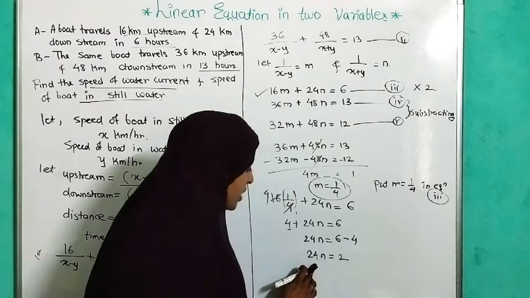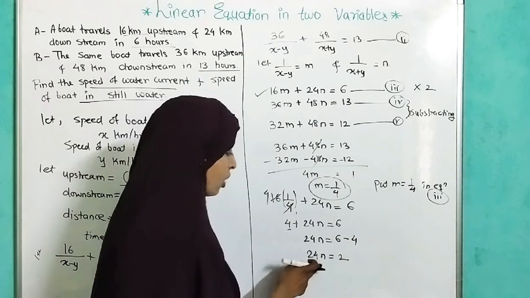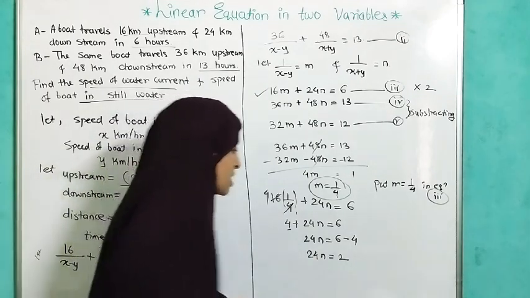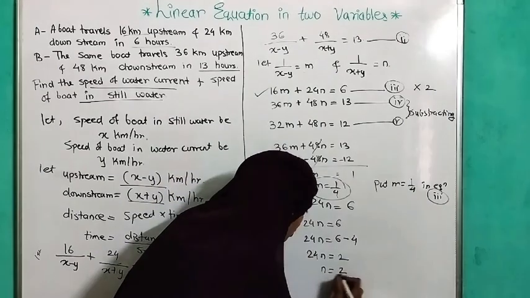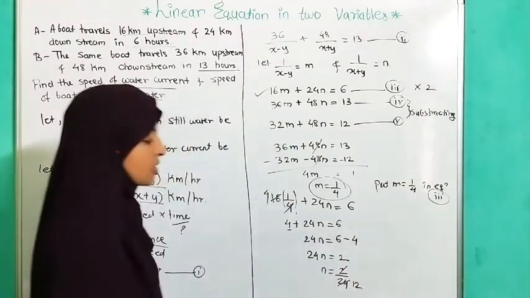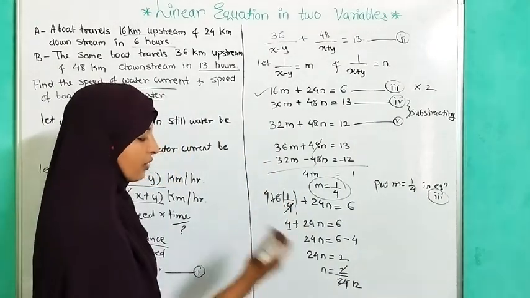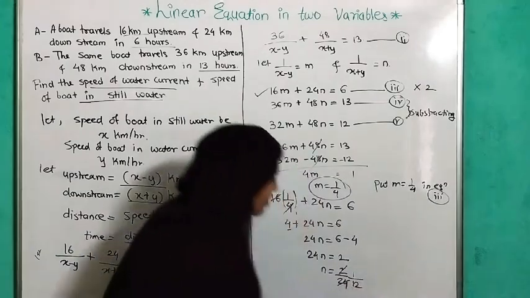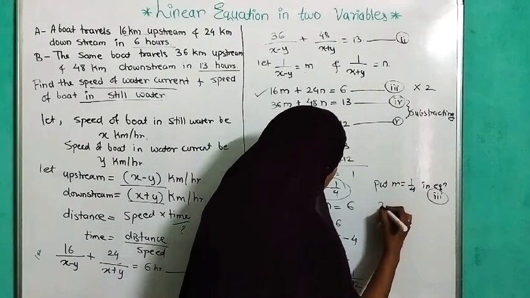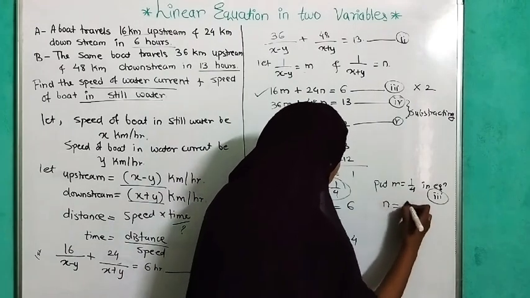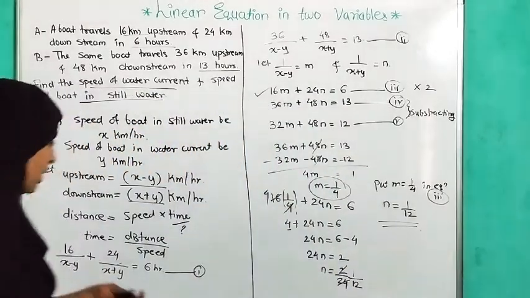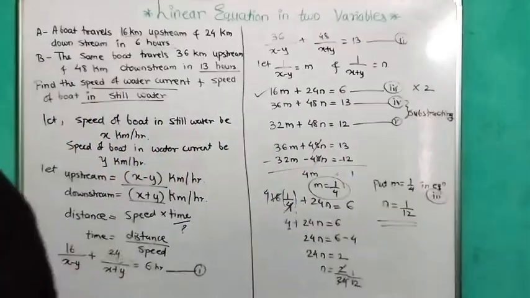Then this 24 is positive here, or in multiplied form. If you are going to shift, it becomes divided. Then n is equals to 2 upon 24. 2 ones are 2, 2 12s are 24. So this condition we get here. Now we are going to find the value of x and y. We get here n is equals to 1 upon 12. Now we are going to substitute these values.